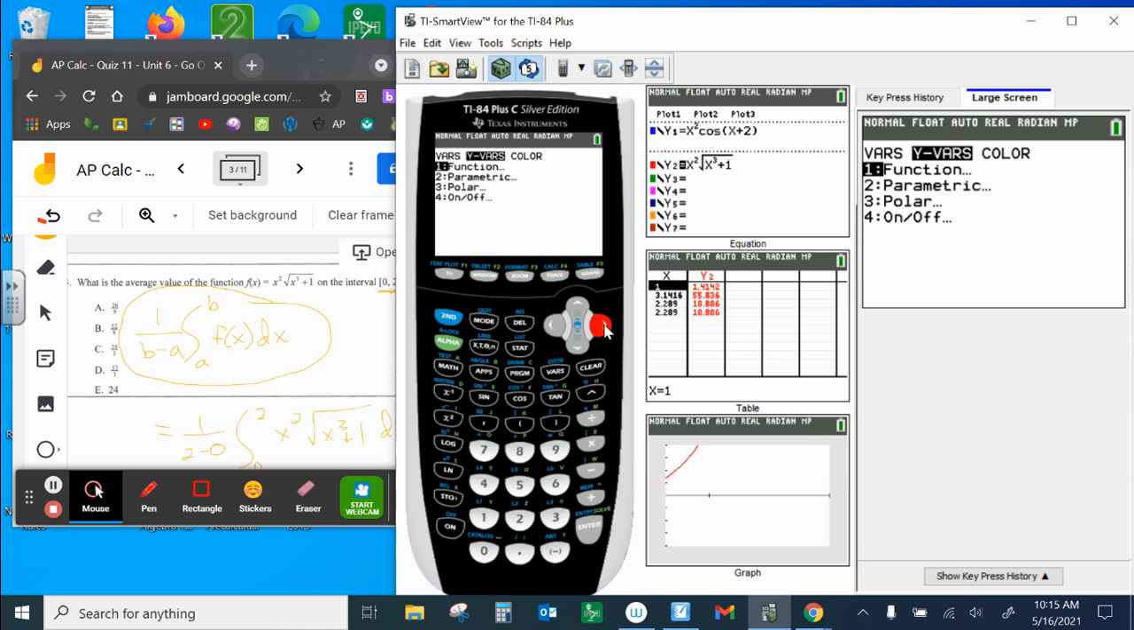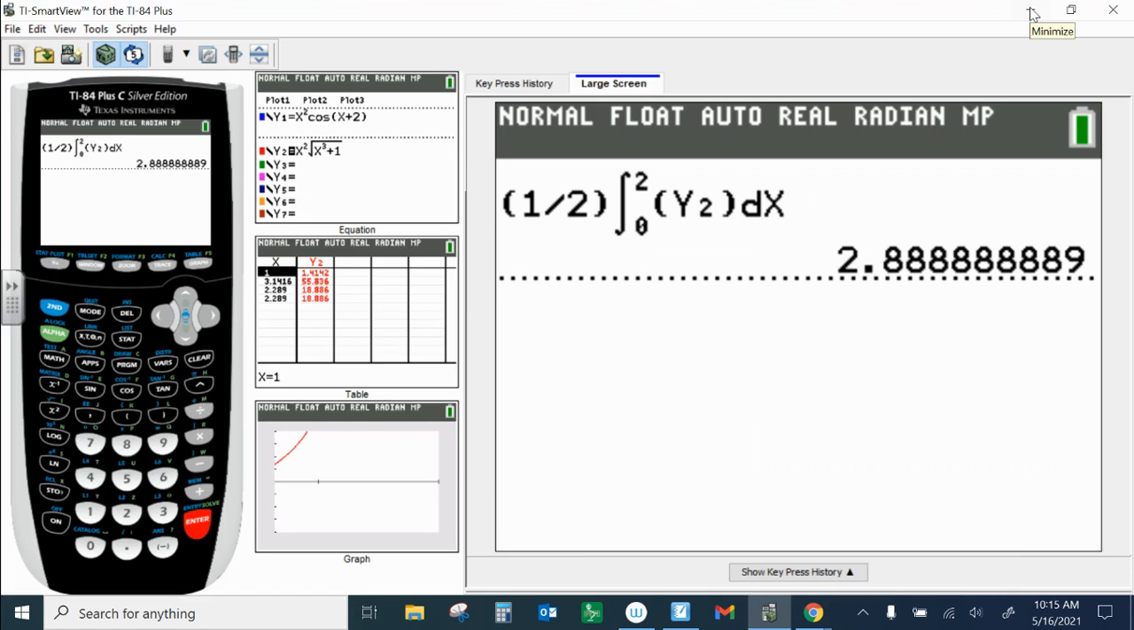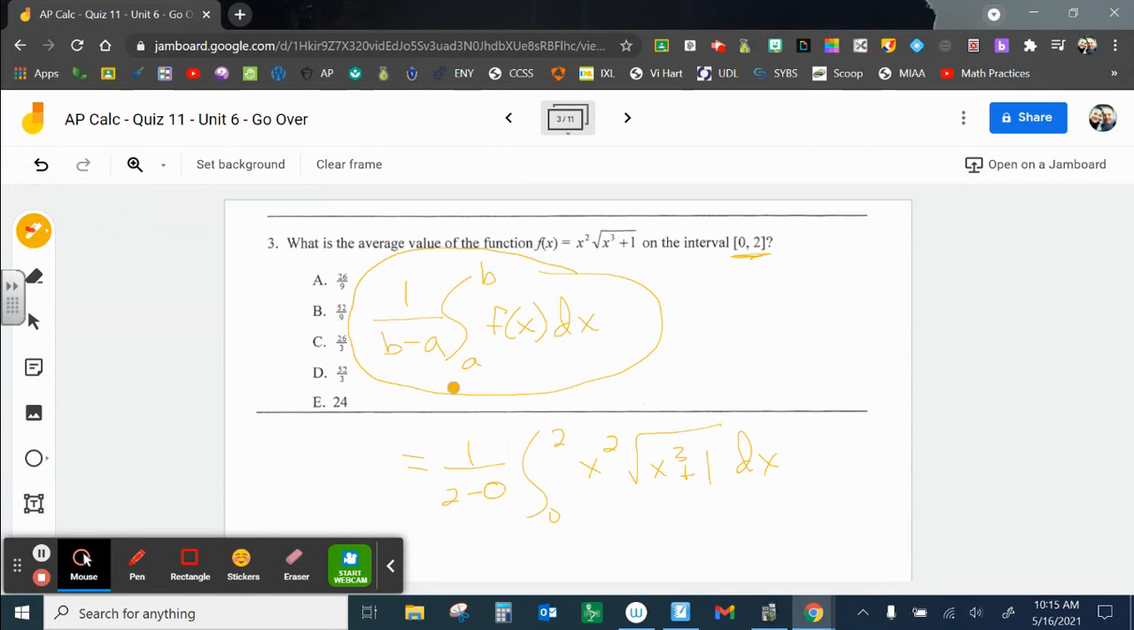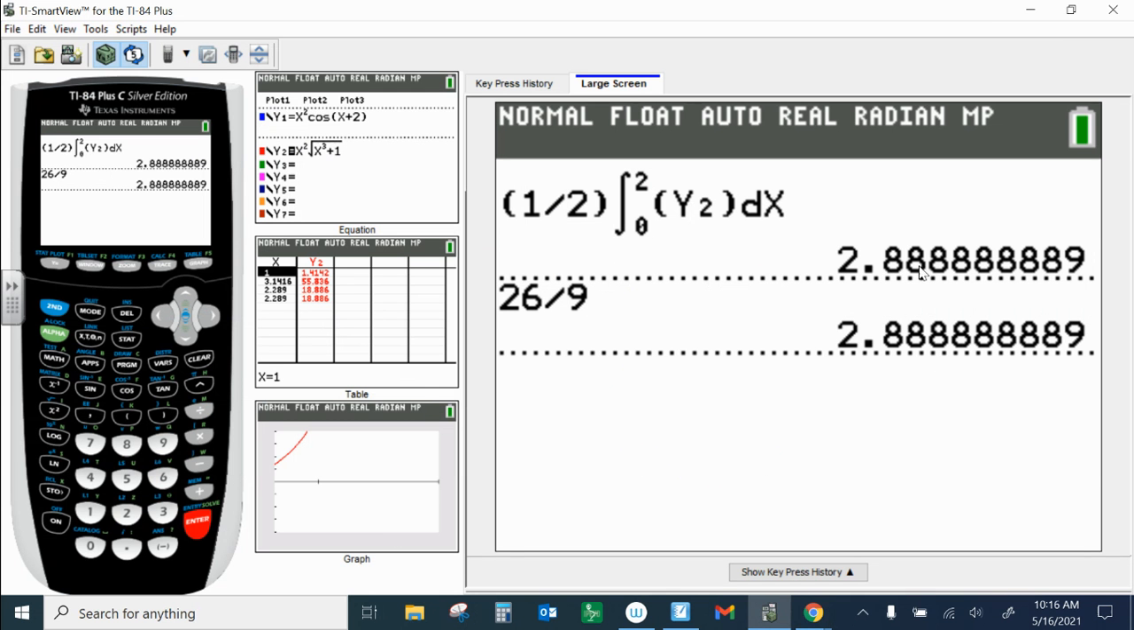So I'm going to do vars, y vars. Now remember, it's function, but it's y2. You just got to pay attention where you put it. And then we're going to do this with respect to x. And this should spit out my final answer. 2.8888. And let's make sure that's in there. All right, so 2.8888, if I look here, let's go back and check the math. I think it's the 26 over 9. 26 divided by 9. That's my answer, okay? And that's A.